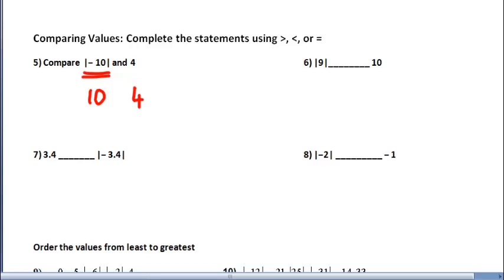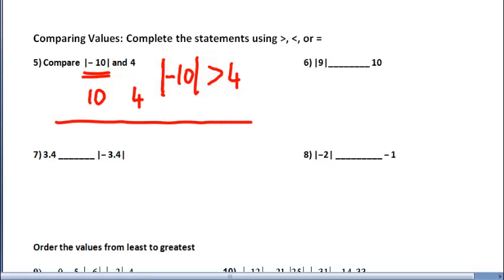So which one is a greater value? 10 has a greater value. So when you write this, you rewrite it as absolute value of -10 is greater than 4. Again, remember, it's not a -10, it's the absolute value of a -10.